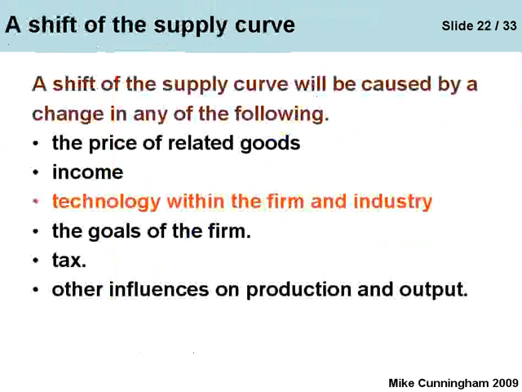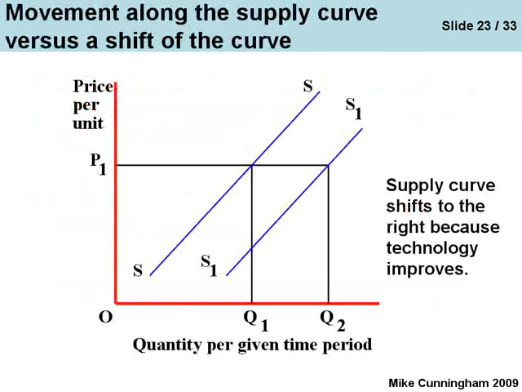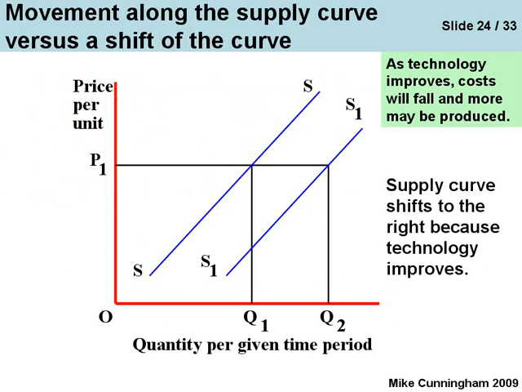Quite straightforward. Technology within the firm. Supply curve will shift to the right as technology improves. Costs will fall for a start, and more may be produced. The effect of improving technology is to reduce costs. Therefore, at a given price, more may be produced at that price. So the supply curve would shift to the right.